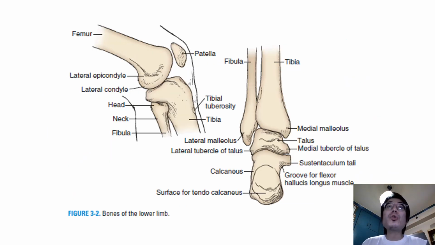Moving down now to the bones of the lower limb, immediately noticeable is the patella over here. The patella or the kneecap is the largest sesamoid bone located within the tendon of the quadriceps femoris. It articulates with the femur but not with the tibia. The patella attaches to the tibial tuberosity by a continuation of the quadriceps tendon called the patellar ligament.